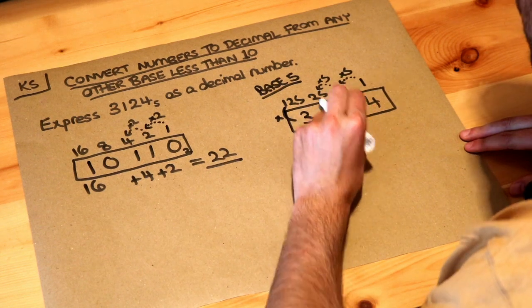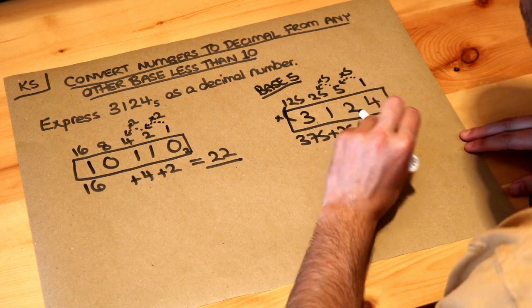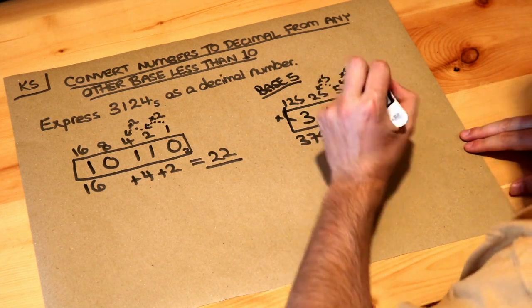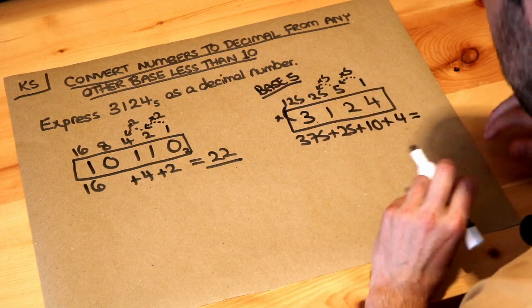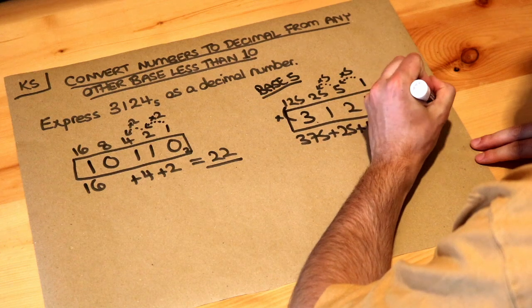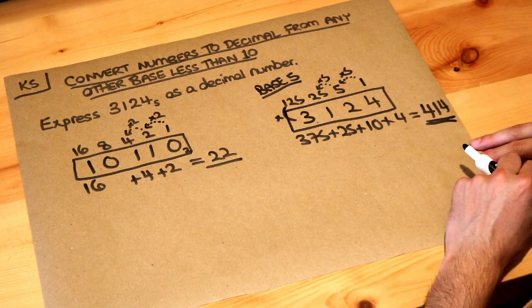That 1 here is worth 25, so it's 1 times 25, which is 25. The 2's here each worth 5, so that's 2 times 5 is 10, and 4 times 1 is 4. And then if we add those together, that's 414. So it's therefore 414 as a normal number in base 10 in decimal.